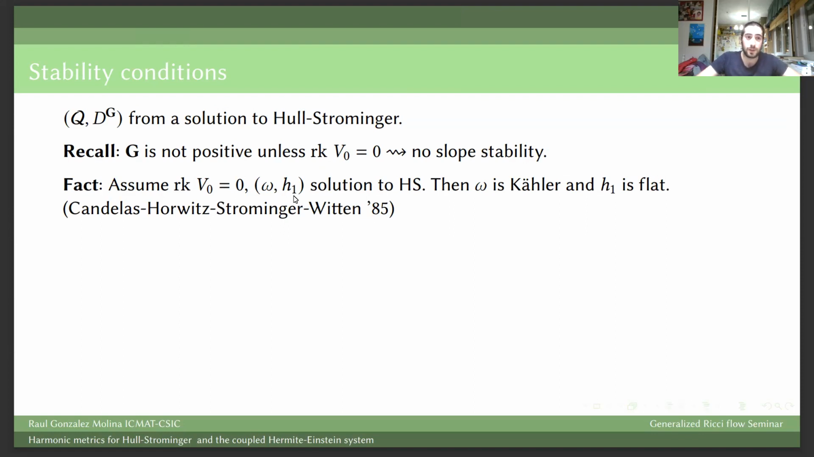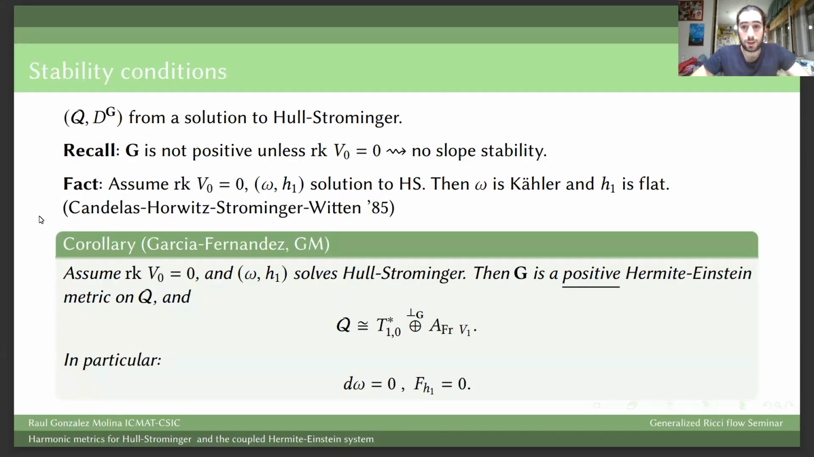This was already known in the seminal papers by Candelas, Horowitz, Strominger, and Witten when they were deriving what is now called the Hull-Strominger system from a physicist's point of view, from compactifications of heterotic string theory to 4 dimensions. This is the physical origin of this system. This was already known, but now we can recast it in the following approach.